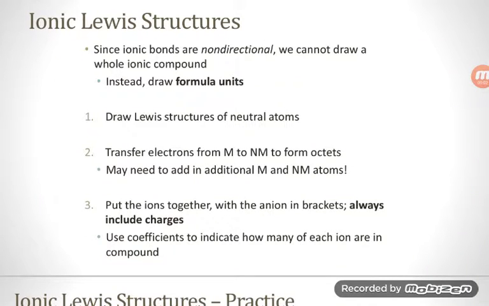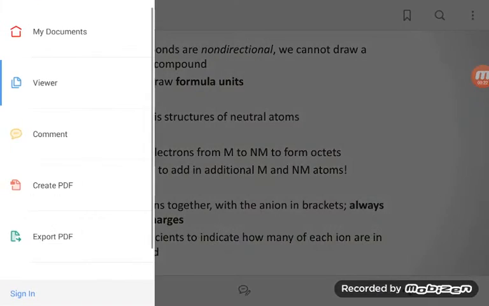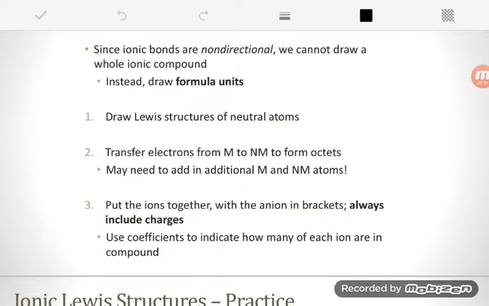Now we're going to practice drawing some ionic Lewis structures. With ionic Lewis structures, we have to keep in mind that ionic bonds are non-directional. So each positive atom is going to be attracted to each negative atom that's surrounding it. For that reason, we can't draw a whole ionic compound. Instead, we draw what are called formula units. So a formula unit just shows you the ratio of positive to negative ions in a complex.